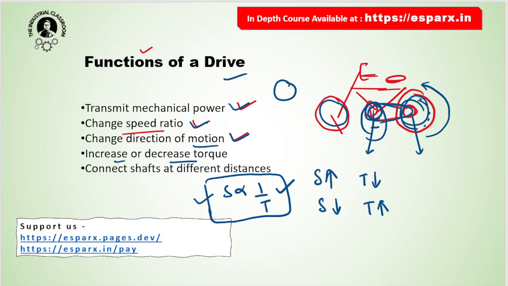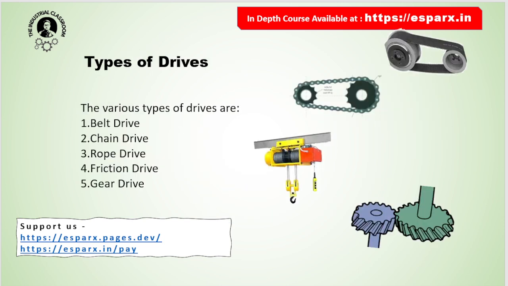Now the fifth function of the drive is that it connects shafts at different distances. In the cycle, you can see how long distances are covered by this chain drive. Next, we know in conveyor belts there is a drive, the belt drive. Now let us move to the types of drives.